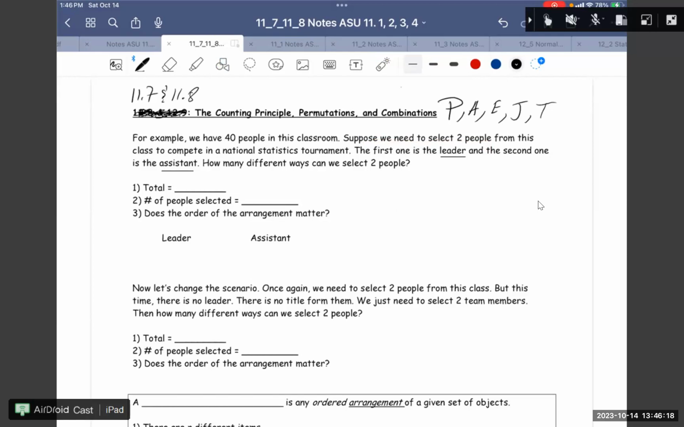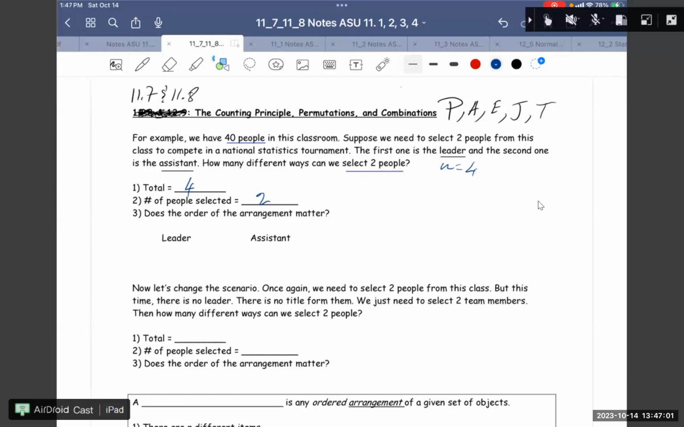So we can have all of this right here. So in here, we have 40 people, right? So the total is 40 people, so N is 40. And we select a number of people. We selected two people, right? So right here we selected two people.